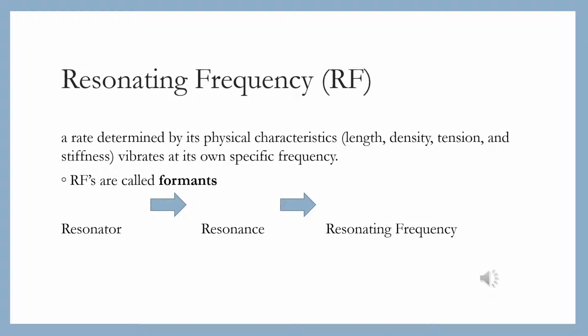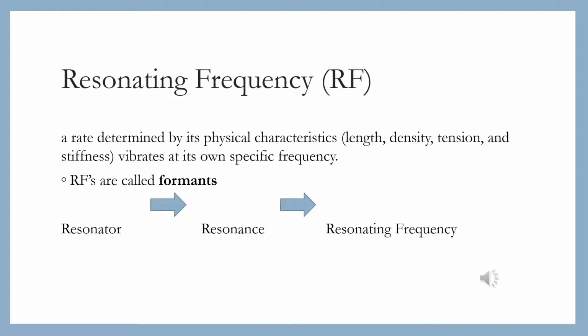Alright, so now that we have taken a look at what a resonator is and what resonance is, those are just two parts of the whole. The last thing that we need to talk about to bring all of those pieces together to create our whole piece of pie is resonating frequency. So what is resonating frequency? It's a rate determined by its physical characteristics. Again, the four main players that we talked about previously: length, density, tension, and stiffness. Those all together make it vibrate at its own specific frequency.